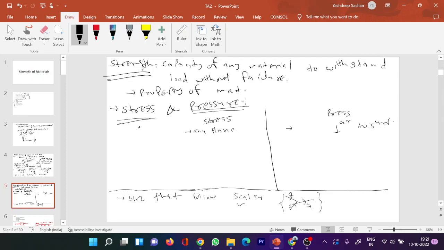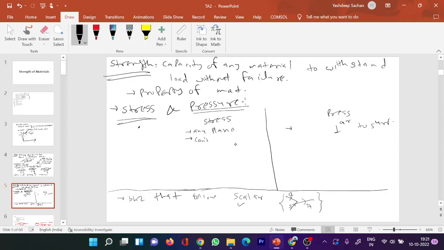So another difference, what were you telling? We can measure pressure but not stress. Can you explain that again? Sir, stress is a second order tensor and pressure is a zero order tensor.